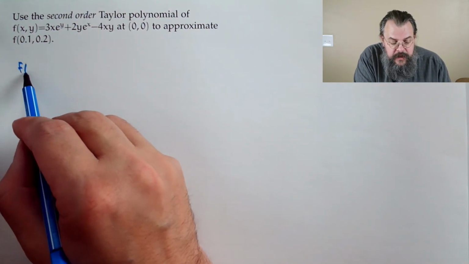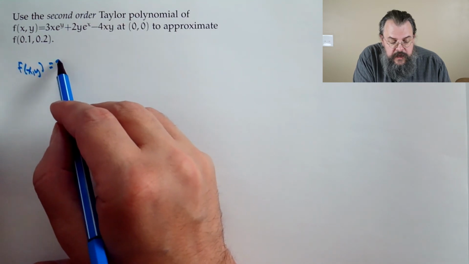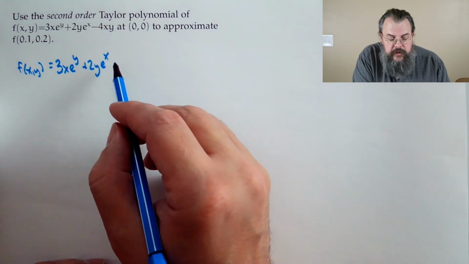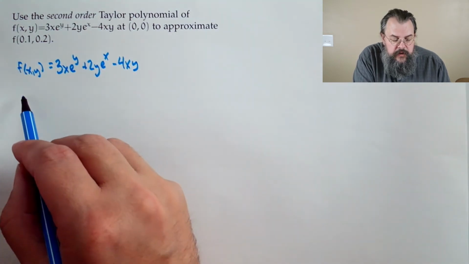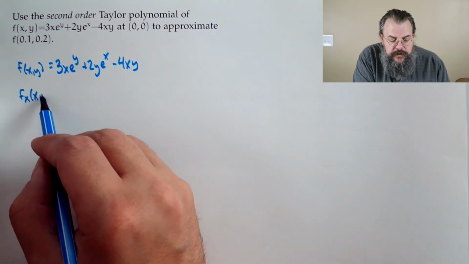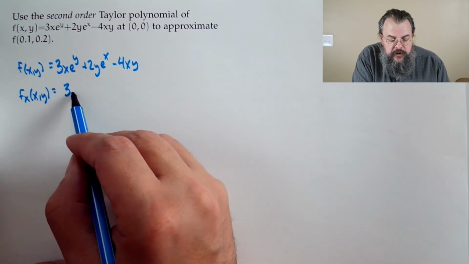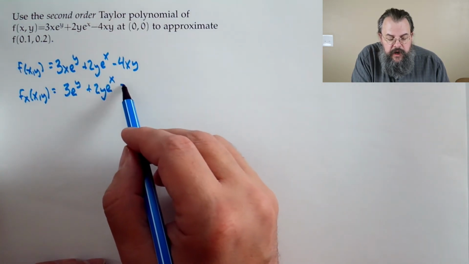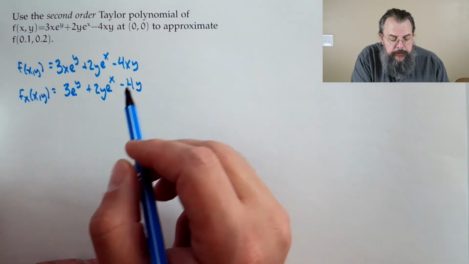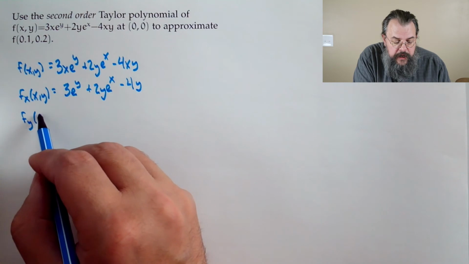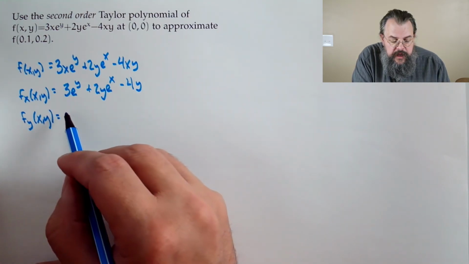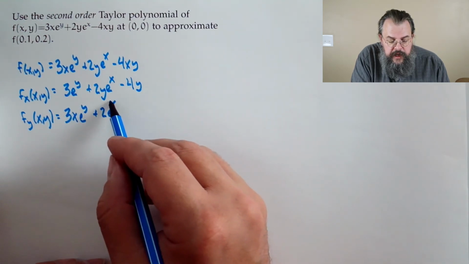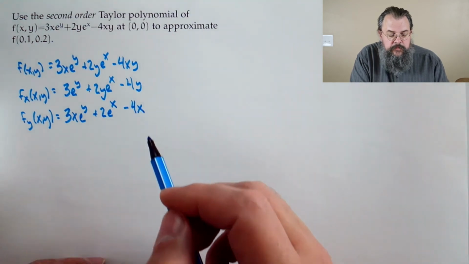So we have our function, which is 3x e^y + 2y e^x - 4xy. So we work through all our derivatives. Derivative with respect to x: 3e^y + 2y e^x - 4y. Derivative with respect to y: all right, that'll be 3x e^y + 2e^x - 4x.